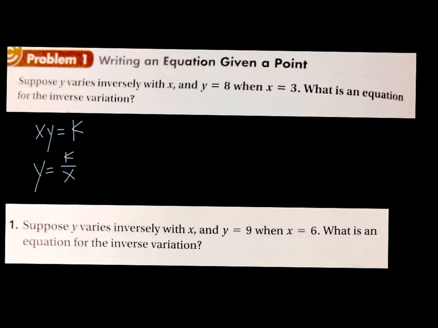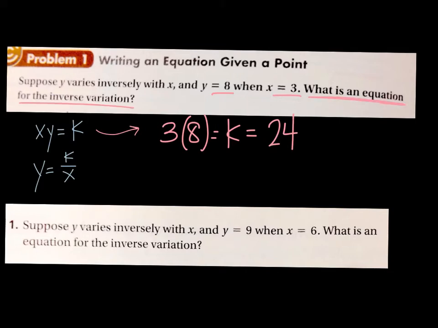So when I give you a question that talks about varying inversely, the key words are varies inversely, and this one says, suppose y varies inversely with x and y equals 8 when x equals 3. What is an equation for the inverse variation? So what you're going to do is plug in for x and y, and you're going to find k. Since x is 3 and y is 8, you get 3 times 8 equals k. So that means that k is 24.